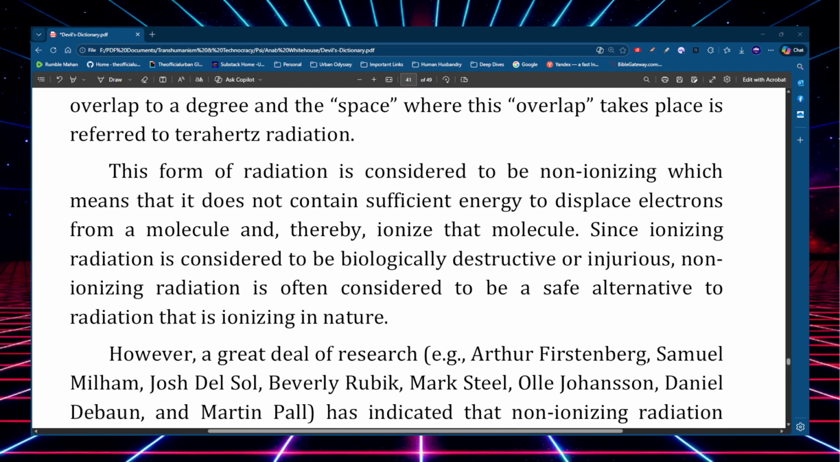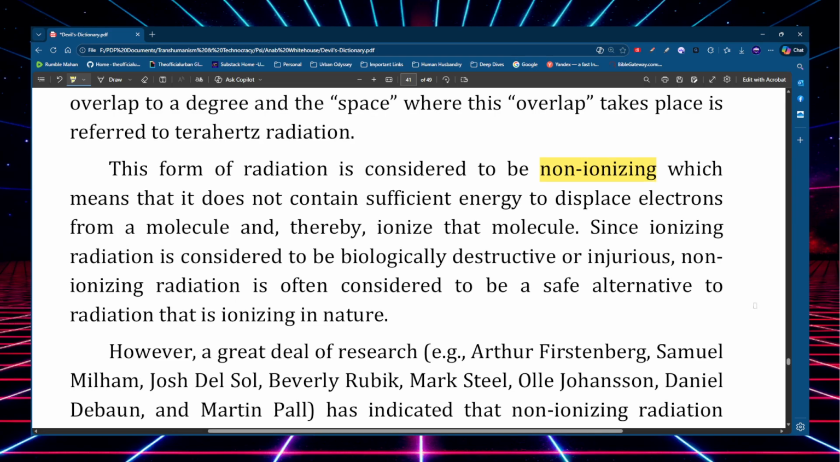This form of radiation is considered to be non-ionizing. That's a very important characteristic here, so I'll highlight it, non-ionizing, which means that it does not contain sufficient energy to displace electrons from a molecule and thereby ionize that molecule. Since ionizing radiation is considered to be biologically destructive or injurious, non-ionizing radiation is often considered to be a safe alternative to radiation that is ionizing in nature.